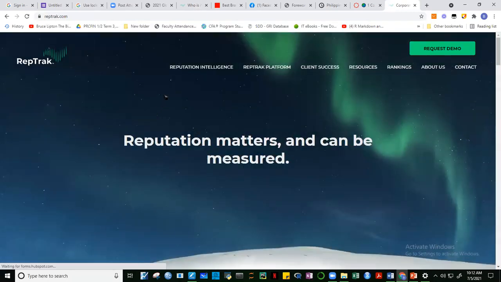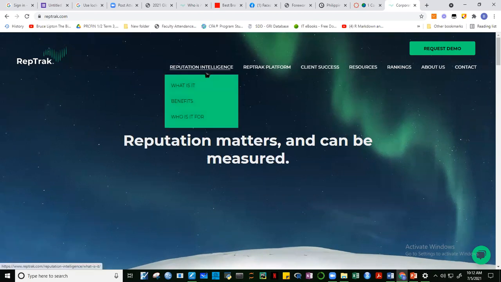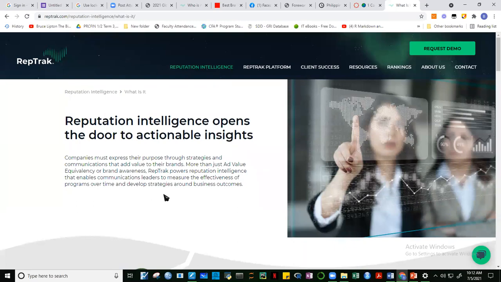Okay, so ngayon, guys, ang uso din yung reputation intelligence, no? Reputation intelligence ng mga companies. So there's now this company called RepTrack. Tapos ang service na provide nila, mini-measure yung reputation intelligence ng isang firm. So what is it? Ano ba yung reputation intelligence? Let's just take a look at this.